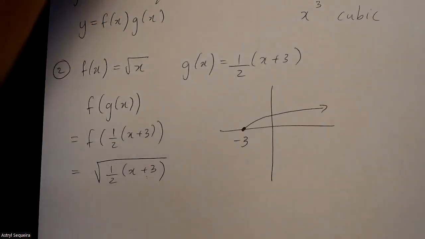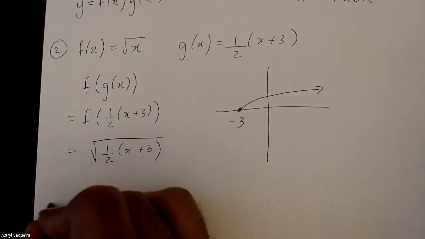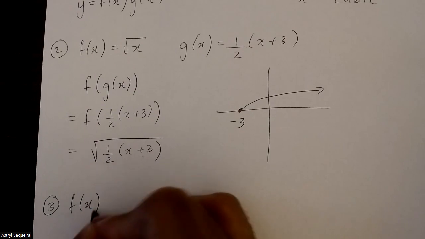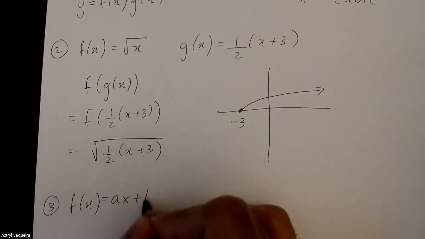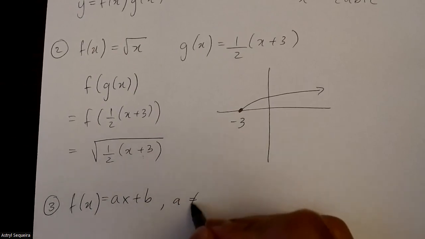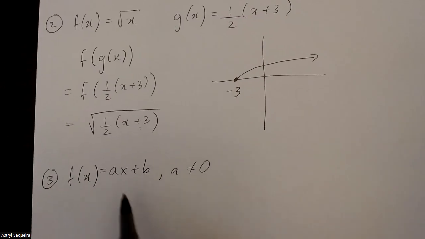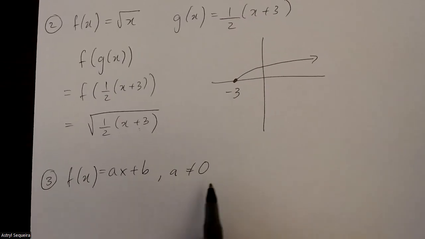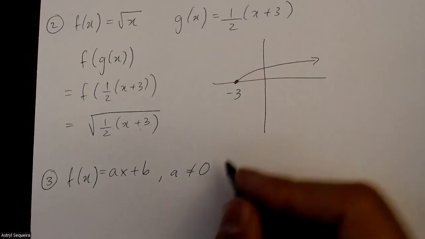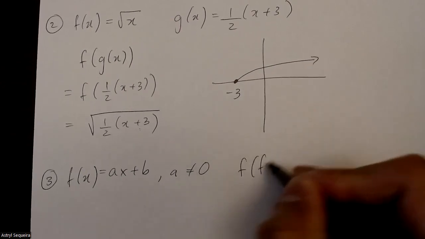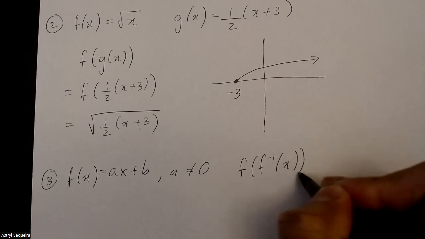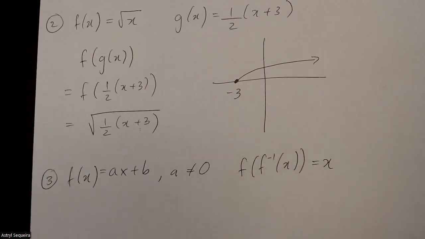Question number 3 says f of x is equal to ax plus b, and a does not equal 0. So basically, it's a linear function that has a slope. And it says, when does f of f inverse of x equal x?